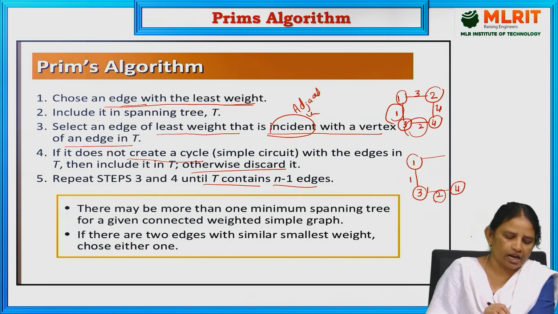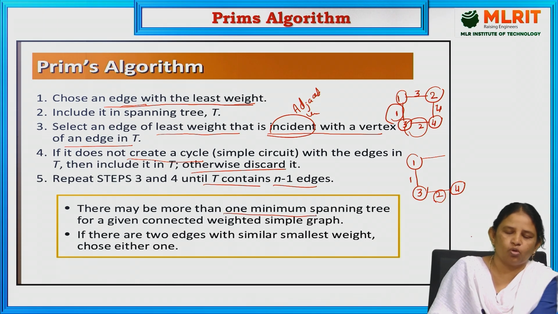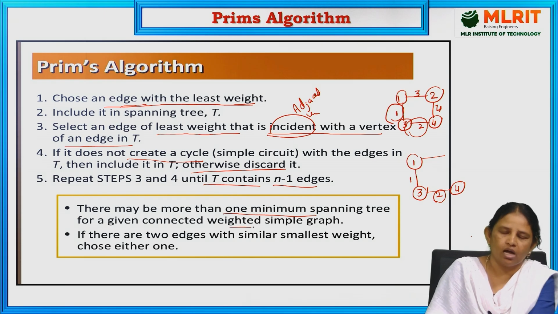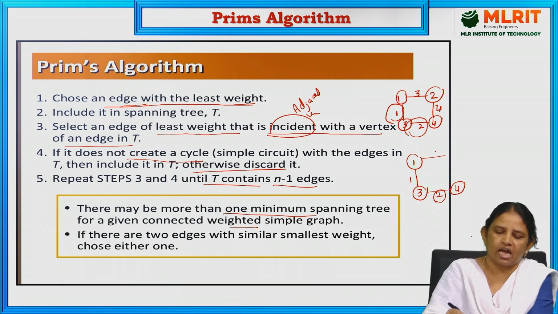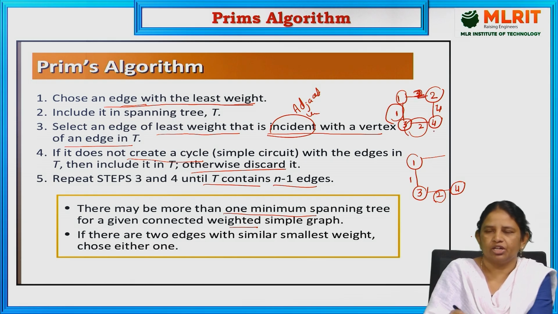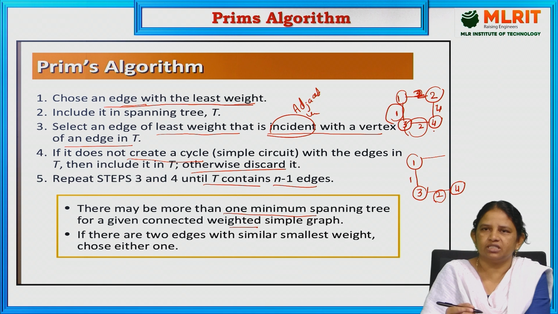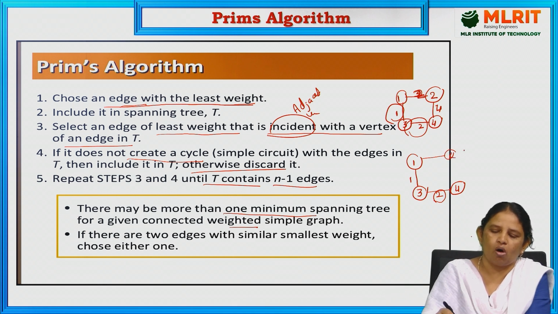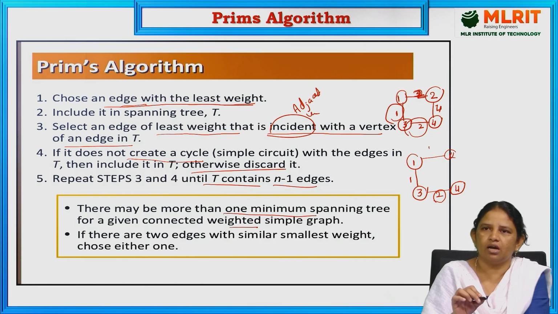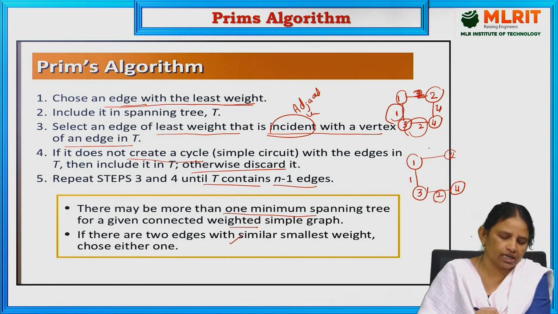So for one graph there can exist more than one spanning tree with minimum weight. And also suppose two edges have the same cost, that is, 1 to 2 is 2, and 3 to 4 is also 2. Which edge is included in the spanning tree? We have to select either 1 to 2 or 3 to 4. But the main objective is that it should not create a cycle. You have to select any one.